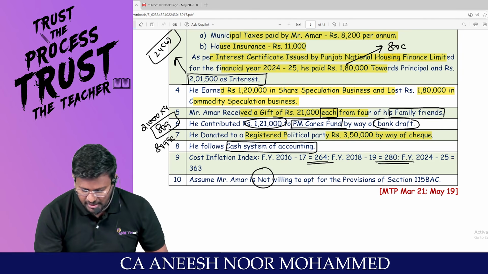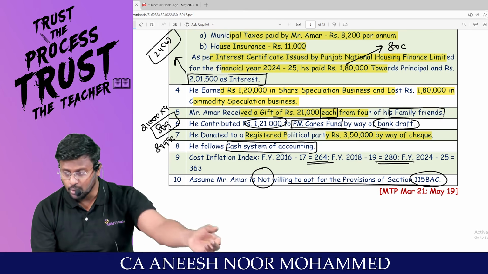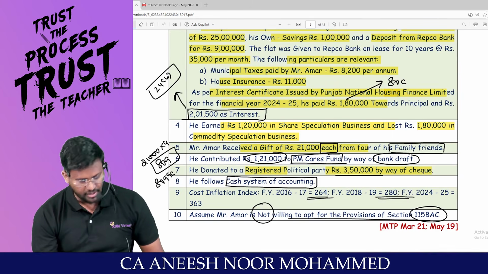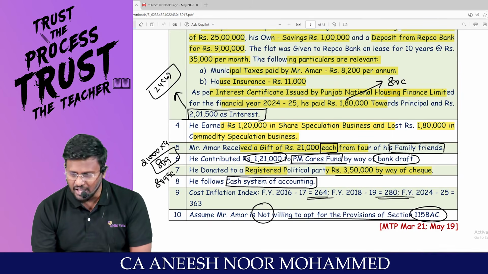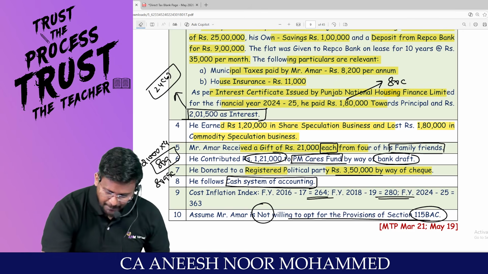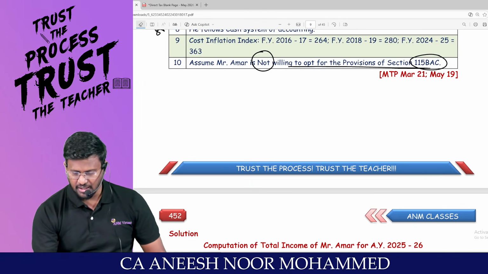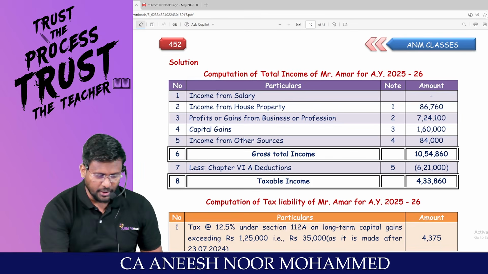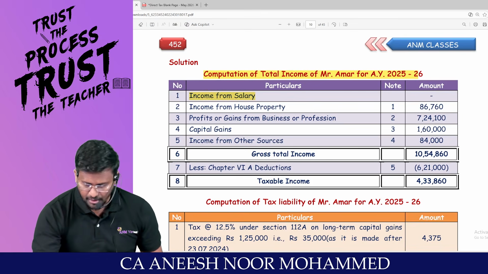Assume Mr. Amar is not willing to opt for the provisions of 115BAC. That means he wants to travel through the optional tax regime. Look, after giving 3,50,000 rupees donation and 1,21,000 to PM Care Fund, if he travels through the default tax regime, it will be a great knock. Are you all really with me? That's why he himself said that he just wants to travel through the optional tax regime. That means we have to calculate the total income and the tax payable, always with the summary table. Income from salary, nil.